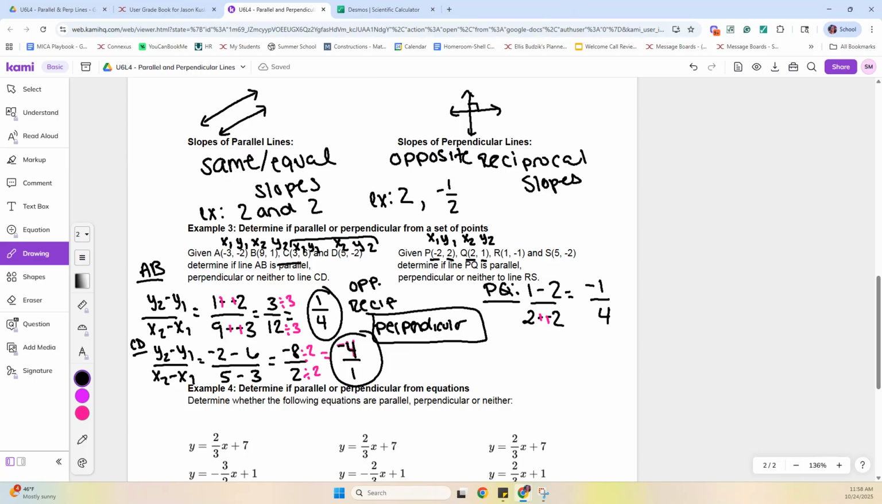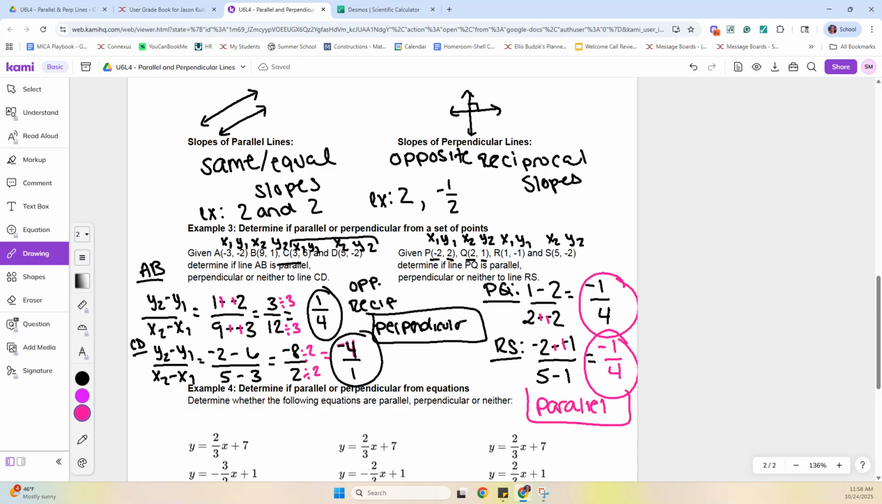And then RS, x1, y1, x2, y2. My y2 is negative 2 minus my y1, which is negative 1, over 5 minus 1. Again, we're going to add a line, change the sign. Negative 2 plus 1 is going to be negative 1. 5 minus 1 is 4. So I got negative 1/4 and negative 1/4. Those are exactly the same. So that means we have parallel lines because they have the same slopes.